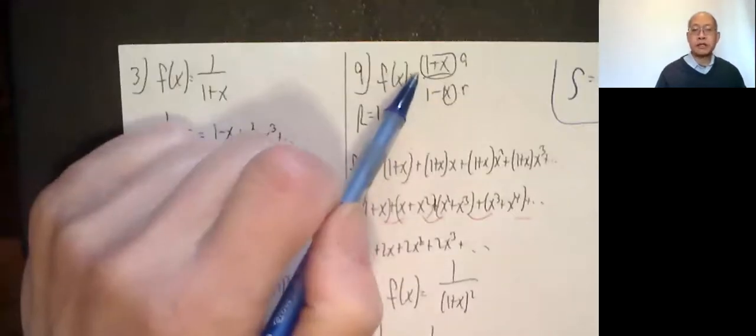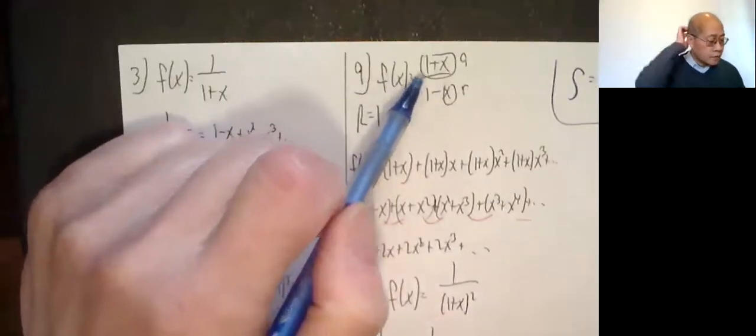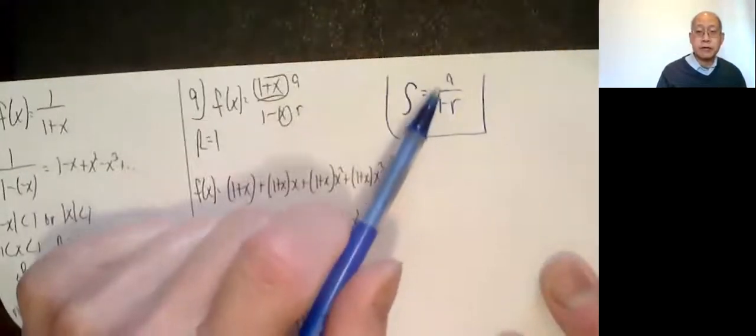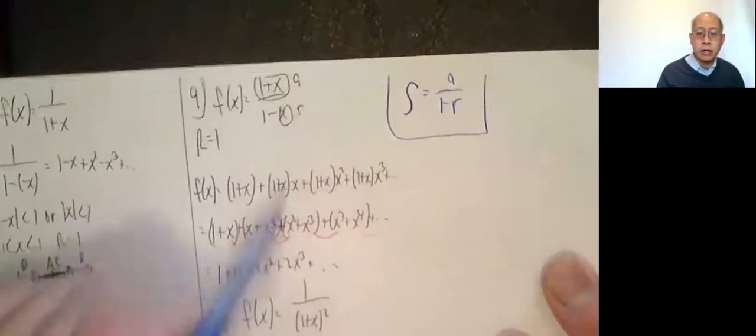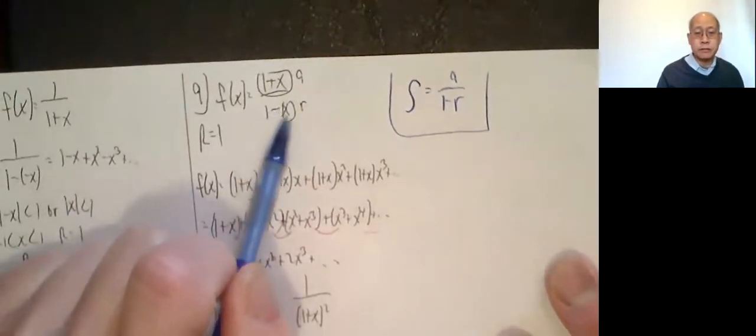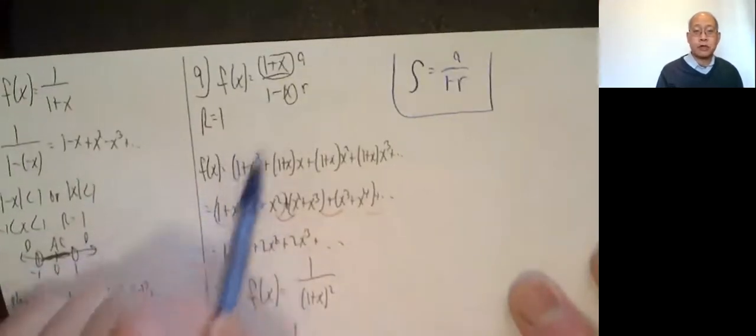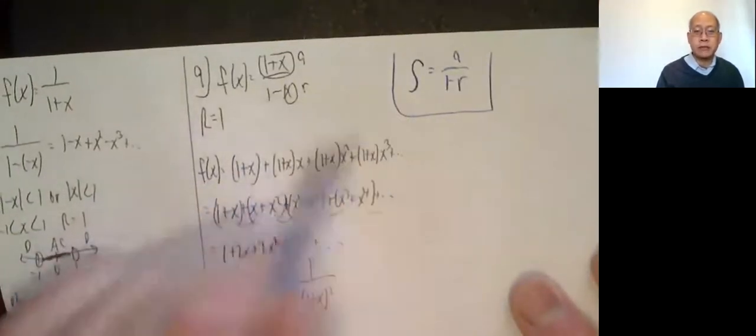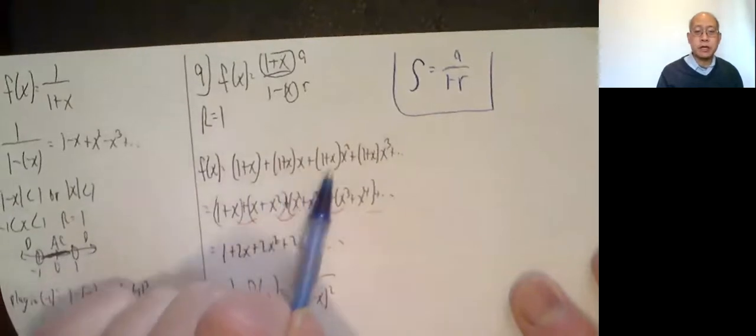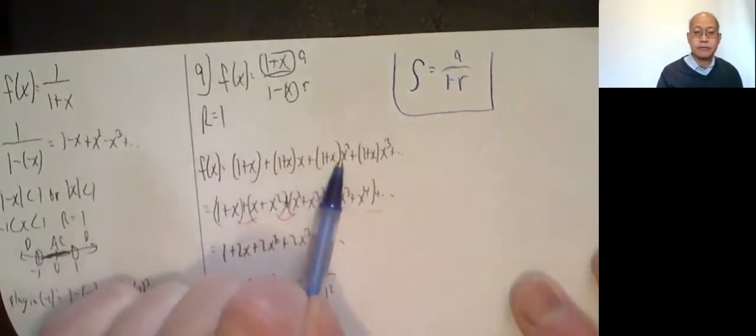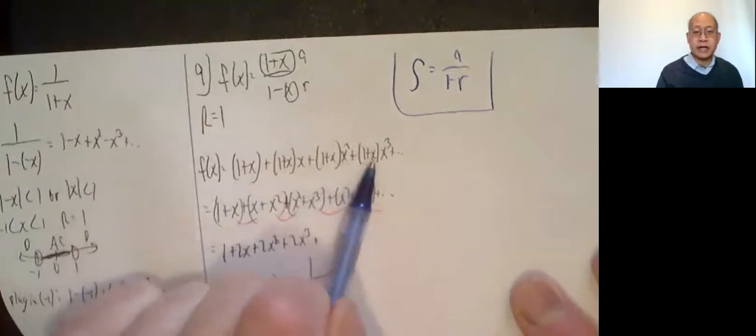Okay, number 9. f of x is (1 plus x) over (1 minus x). Think of 1 plus x as your a, and x is your r. So it already looks like this. This is your a over 1 minus r. So the radius of convergence is 1. The absolute value of x is less than 1, meaning r is 1. So the first term is 1 plus x. Then you keep multiplying by x. So (1 plus x) times x, (1 plus x) times x squared, (1 plus x) times x cubed.